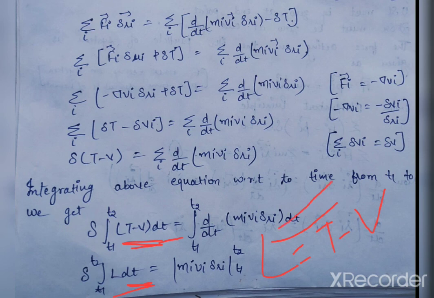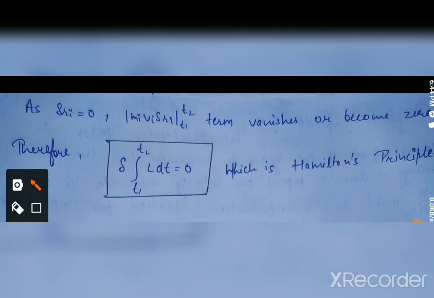Here we integrate this term. Integration cancels with the derivative. We get mi vi δRi from t1 to t2. We have said that to deduce Hamiltonian principle, δR must be 0 at the end points. लेट किया था कि हैमिल्टेनियन डिड्यूस करने के लिए हमारे पास डेल्टा आर मस्ट बी 0. Therefore this term vanishes or becomes 0. When we put this term 0 in the last expression, we get this, and this is Hamilton's principle.